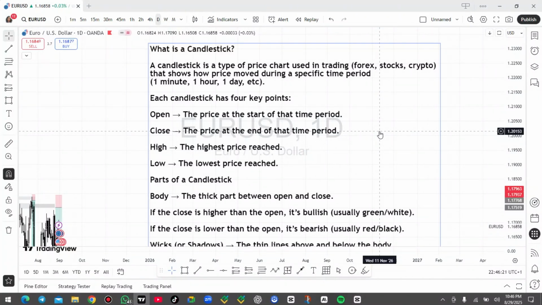Have you been neglecting candlestick patterns in your forex journey? In this video, I will tell you why candlestick patterns are very important as a forex trader.